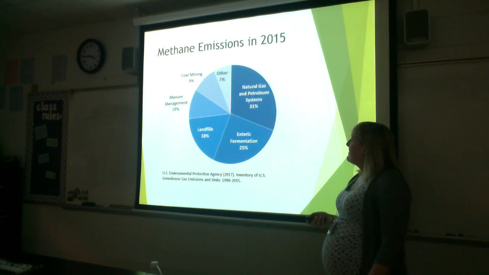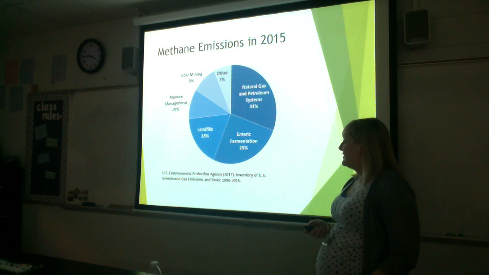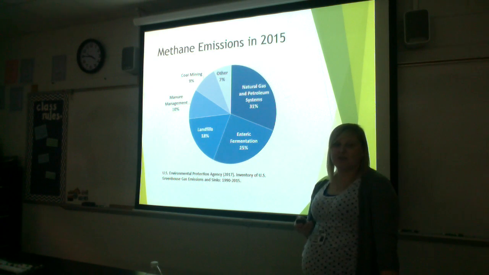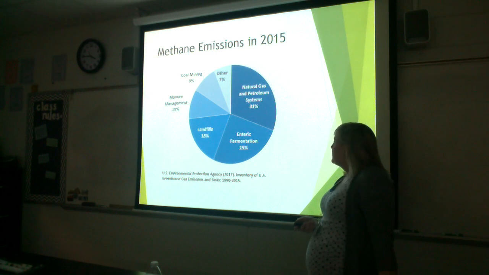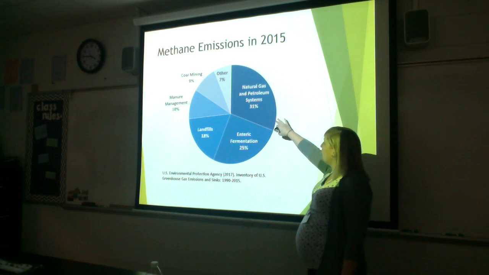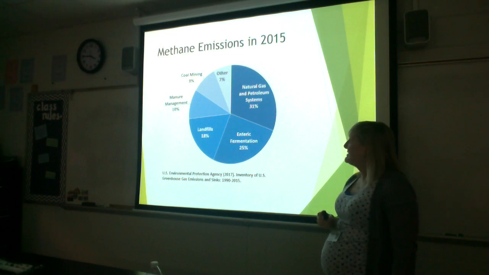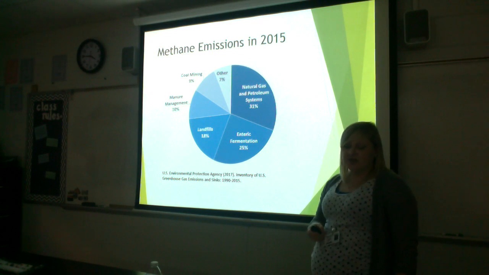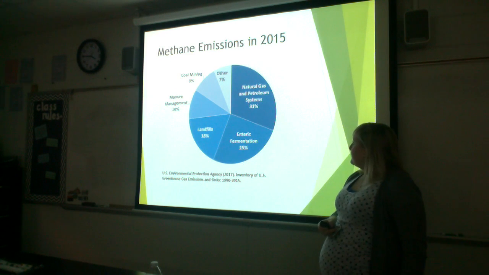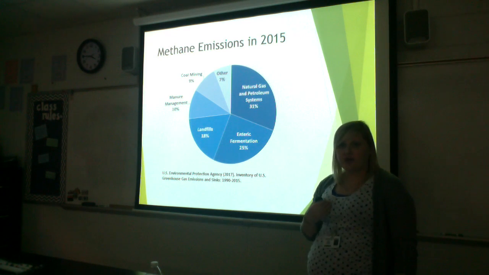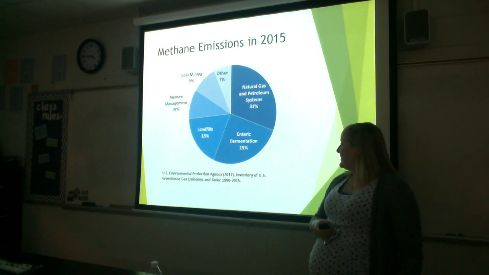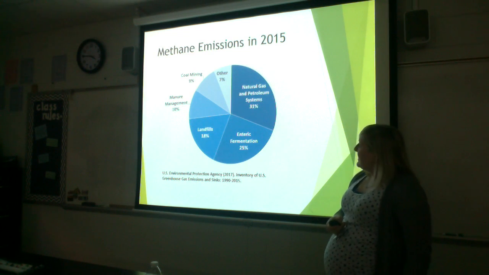So this is where the methane is specifically coming from. Again, this is according to the United States Environmental Protection Agency. This is current data from 2017. The majority comes from natural gas and petroleum at 31%. That's basically the transportation of fuel and other fossil fuels. Next is the enteric fermentation, which is what we will be talking about today. That's coming from the livestock with 25%, then landfills, manure management, and coal mining.